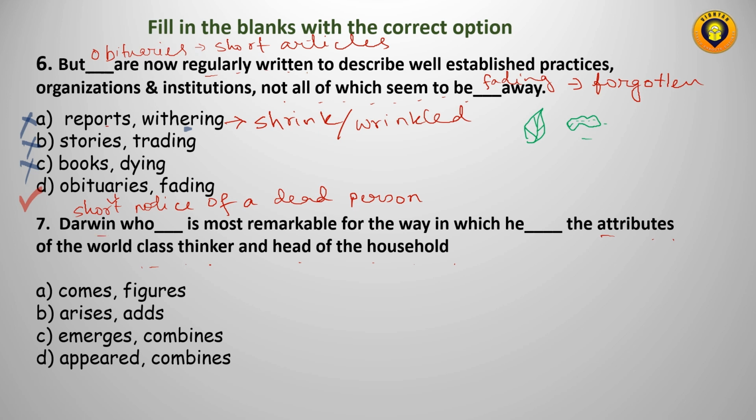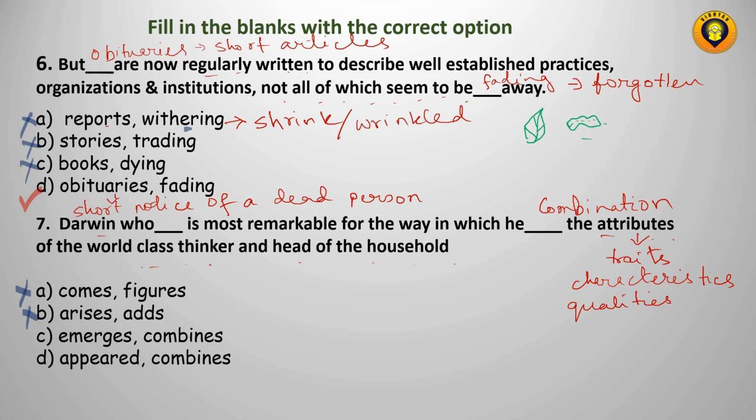Now, attributes means traits, or we can say characteristics. The personal traits. So when two has been mentioned and there is a blank, it definitely will be a combination. It will be a kind of combination, right? So we have got combines in two options. So the first work we need to do is to eliminate option A and option B. We are left with two options: emerges combines, appeared combines.